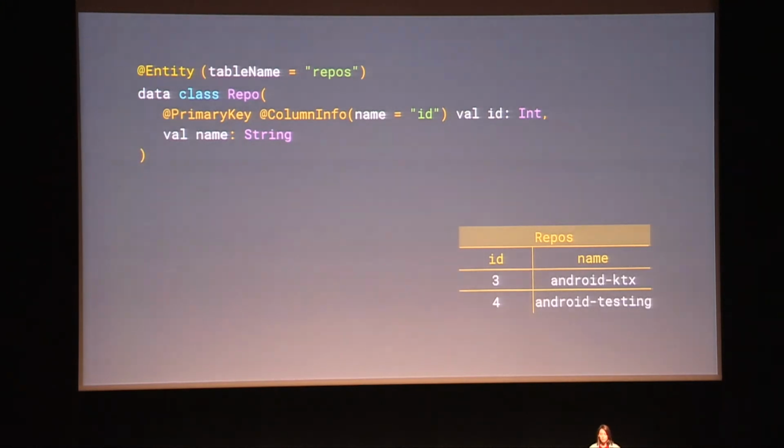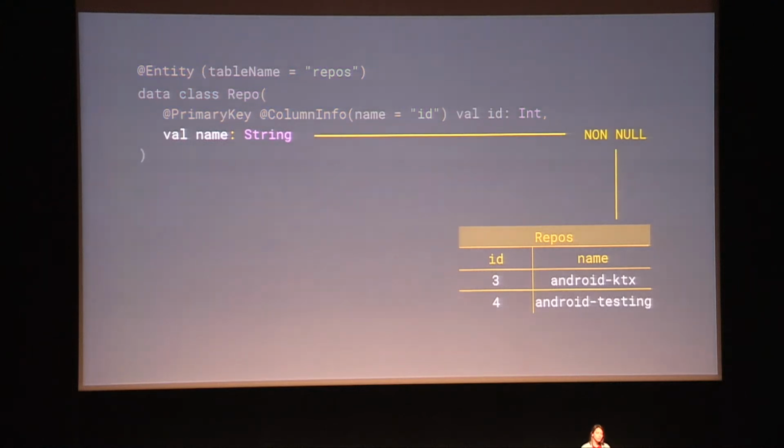And then there's one thing to mention. You see there that the name is a non-null object. This means that it corresponds to a non-null column inside our database. The non-null columns are defined when the table is created. So Room will check the nullability type in your data definition, and then it will use that to implement the definition of the table.